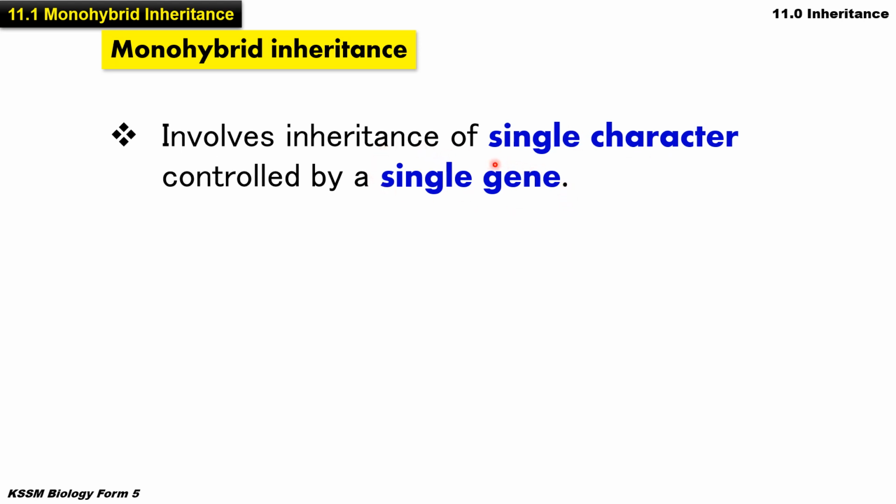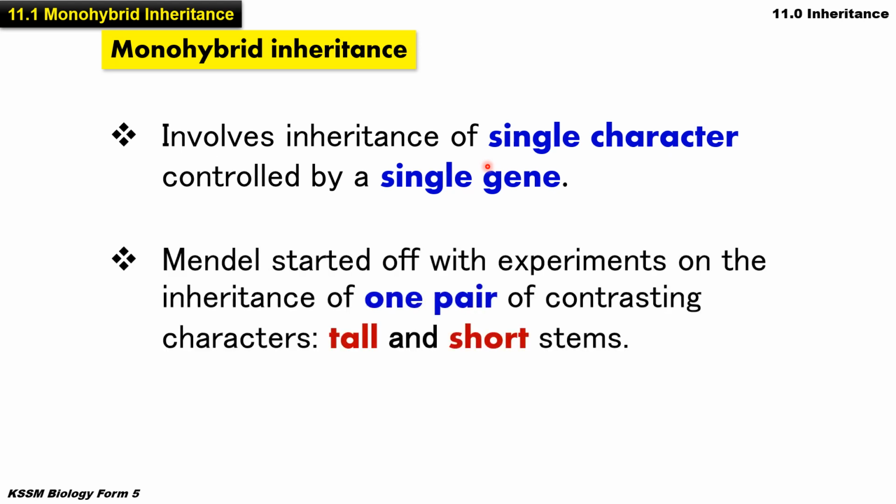is controlled by a single gene. Sebagai contoh, for example, Mendel started with the experiment on the pea plant, where he observed only one pair of characters, which is the height. Dia tengok pokok tu tinggi dan rendah, tall and short. So the character is height. The character of height ada dua, either tall ataupun short.